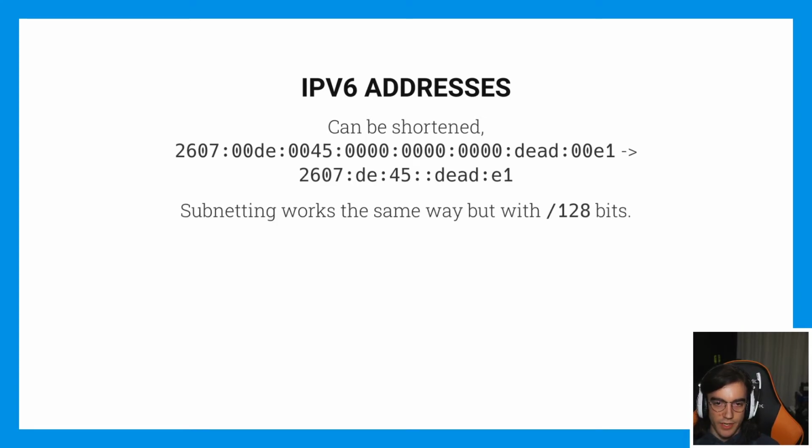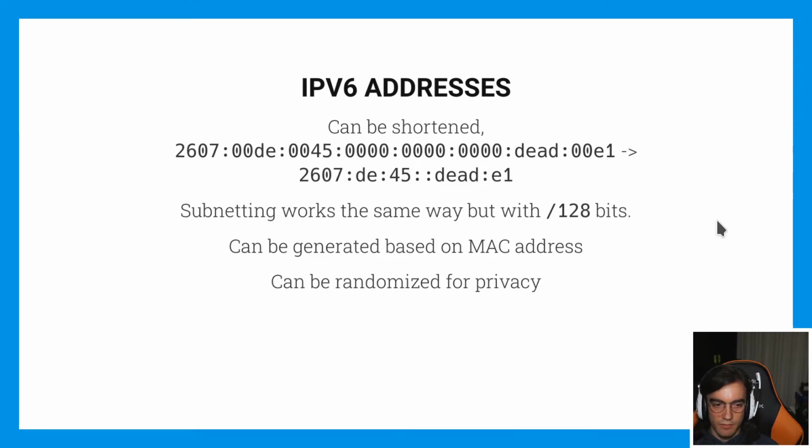Subnetting works the same way as I showed briefly before. It's just that we now have up to /128 when before we only had up to /32. IPv6 addresses can be auto-generated based on MAC addresses because there's so many bits in here. MAC addresses are 48 bits, so you can fit a MAC address in there, and I'll talk about that very soon. They can also be randomly generated with privacy-preserving extensions, which is very interesting.